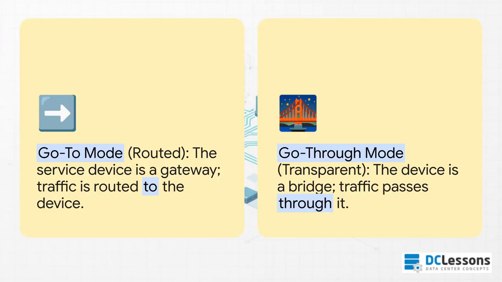The choice really boils down to this. Do you want your service device to be a Layer 3 router, or do you want it to be a transparent Layer 2 bridge? In go-to mode, which you can just think of as routed mode, the appliance is a gateway. Traffic is explicitly routed to it as its next hop. But in go-through mode, or transparent mode, the appliance is basically invisible to the endpoints. It's a bump in the wire that inspects traffic as it passes through, without changing the routing path at all.